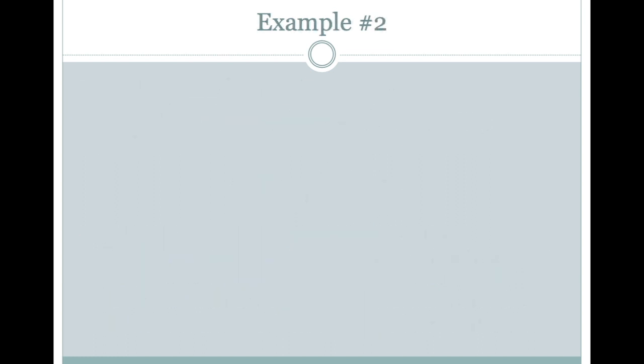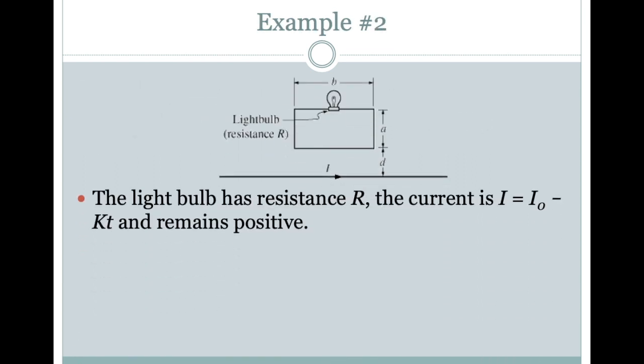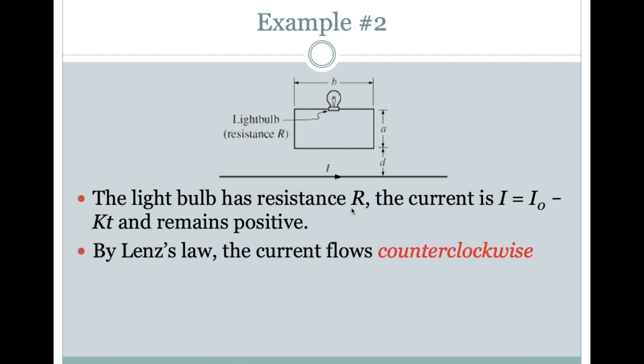As a second example, which is more relevant for your homework, a light bulb has resistance R, and there is a current going through an external wire of I equals I naught minus kt, where k is a constant and I naught is a constant. Therefore, the current is decreasing. As you recall from the previous recitation, you can use the right-hand rule to find that in here, the magnetic flux is coming out of the page.